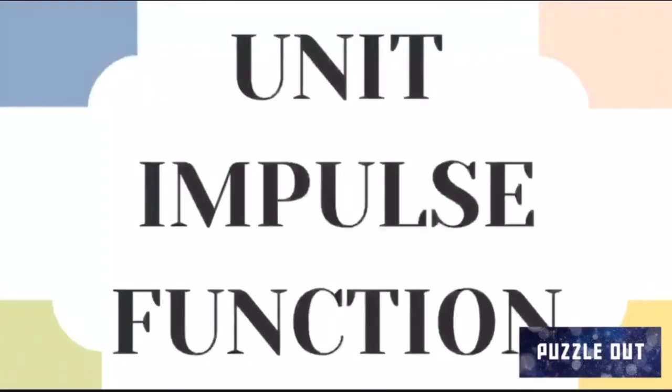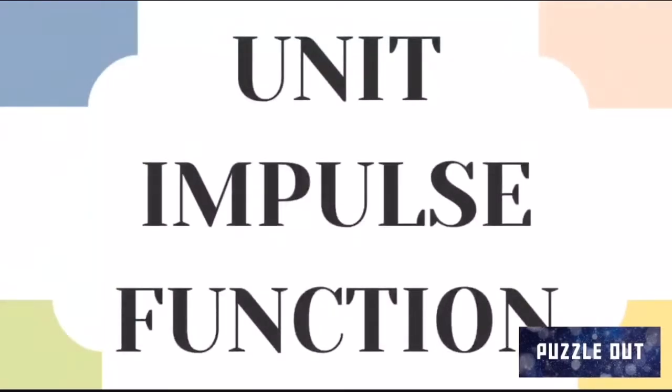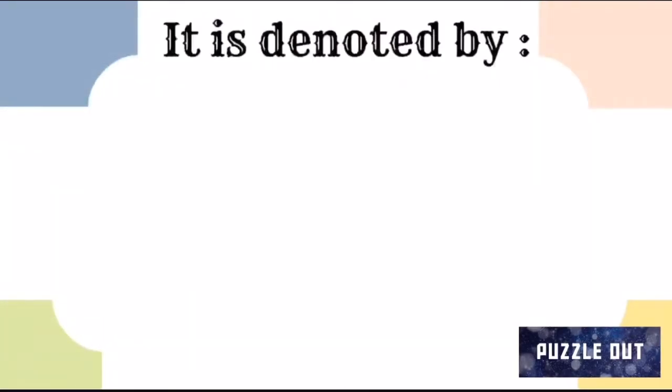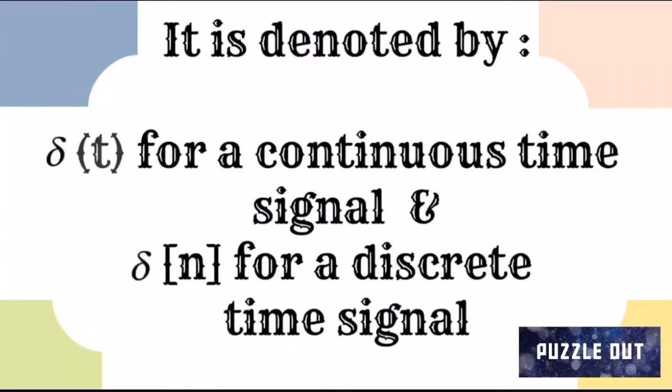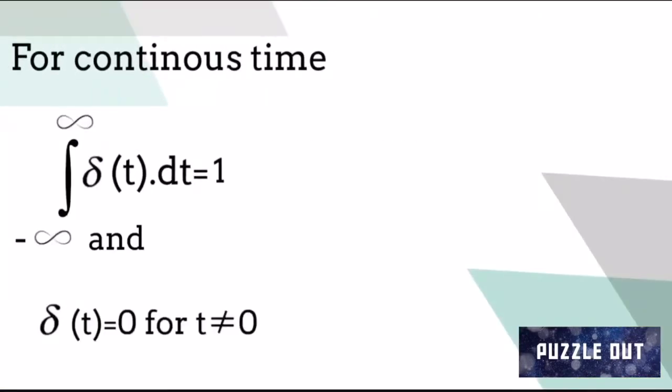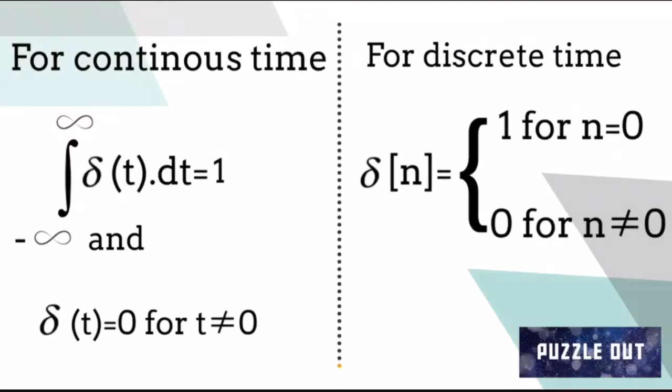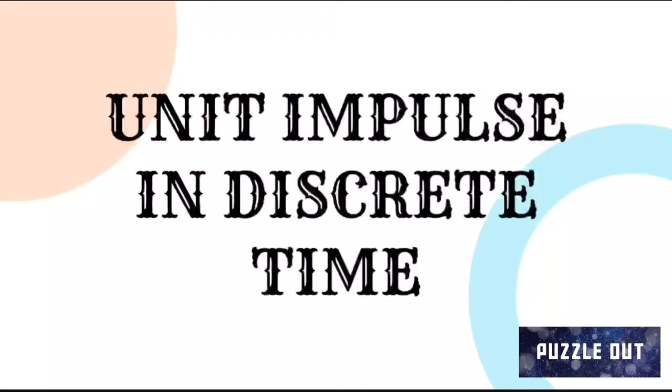The next type of signal is the unit impulse signal. For a unit impulse signal, the area under the graph should be equal to 1. If the area is something other than 1, then it is simply an impulse signal. Just like the other signals, it is denoted by delta of t for continuous time and delta of n for discrete time. The amplitude of the unit impulse signal is equal to 1 at t equals 0 for continuous time and at n equals 0 for discrete time. In all other cases, the amplitude is equal to 0. It is represented in the graphical form as follows.